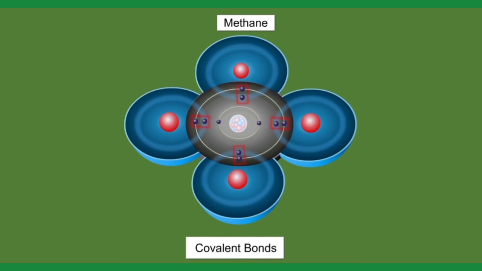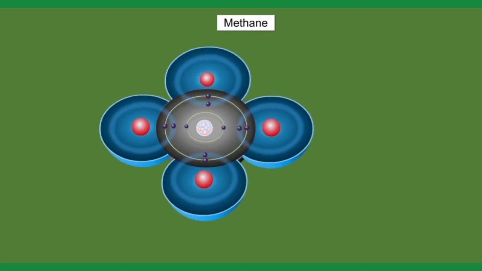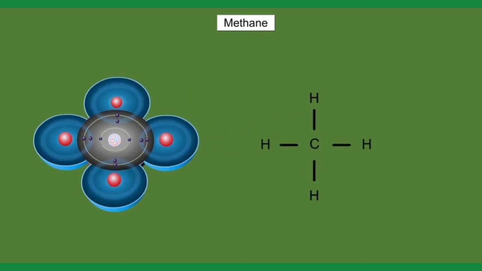In the example we have just seen, the carbon atom is making 4 covalent bonds with 4 hydrogen atoms. This results in the formation of a molecule of methane. A molecule of methane can be represented as shown here. Here, the lines between carbon and hydrogen represent the covalent bonds.